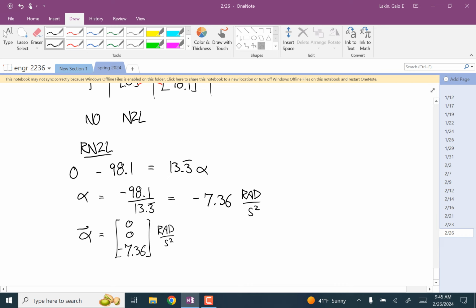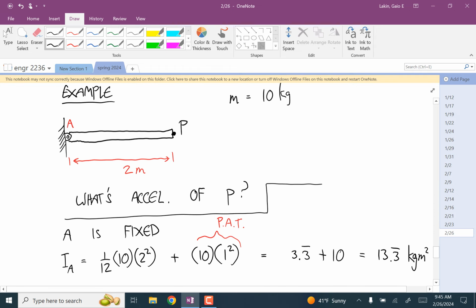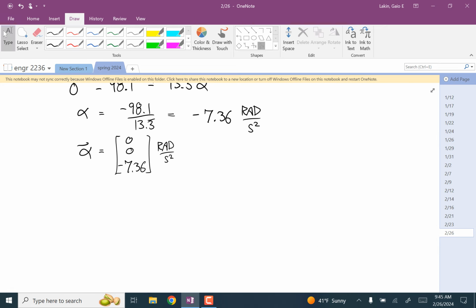Well, now we're almost done. The last thing that we have to do is that we were asked for the acceleration at P. We have the angular acceleration. It's released from rest, so the angular velocity is 0.